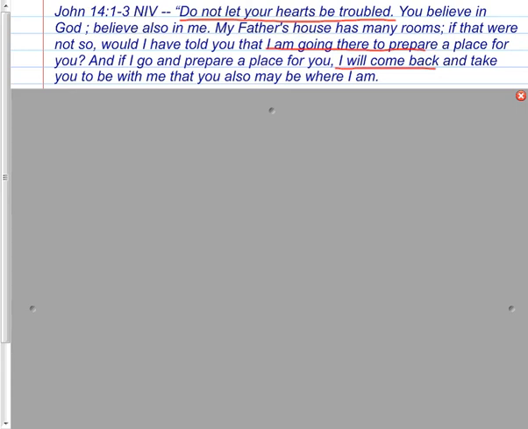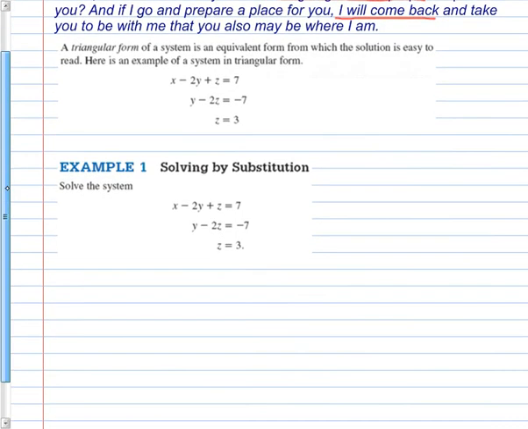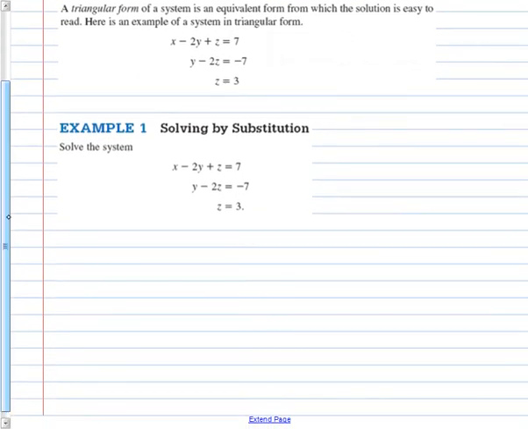We have in section 3 to learn, triangular form. This system of three equations is in triangular form because it looks like a triangle. You get the idea. It looks like a triangle if we drew something right around it. Triangular form, we have three variables, three equations.